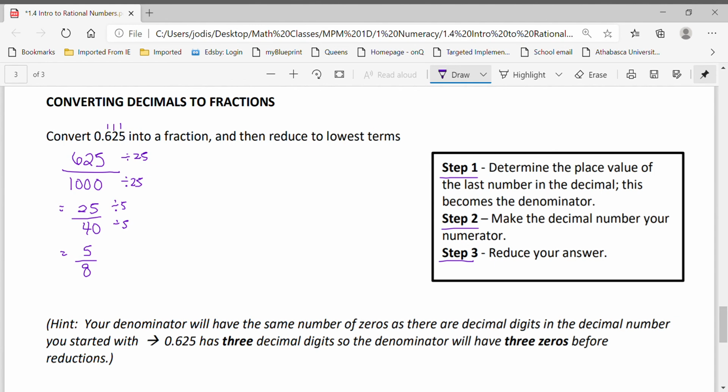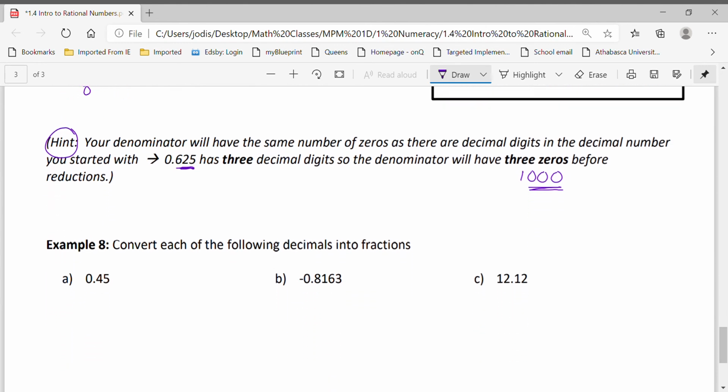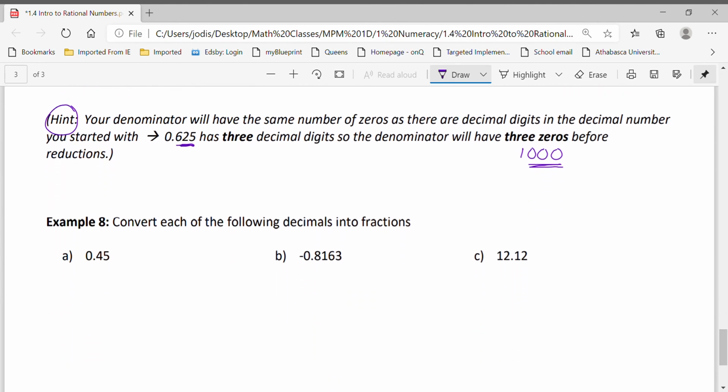Okay. So a little hint here, okay, your denominator is going to have the same number of zeros as there are decimal digits in your decimal number. So in this case, we started with 0.625, so it has 3 decimal digits, so the denominator should have 3 zeros. So that's why we had 1,000, right, with 3 zeros. Okay, and then we're just going to try a couple more examples to convert here, and then that's it.